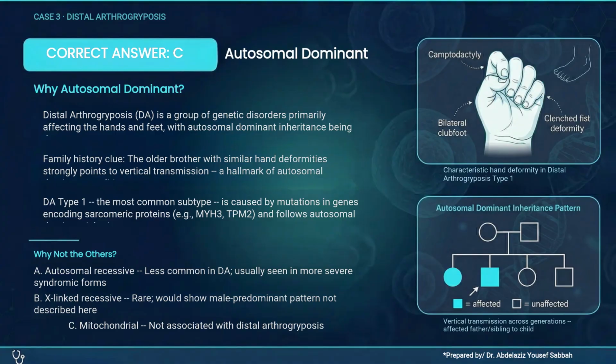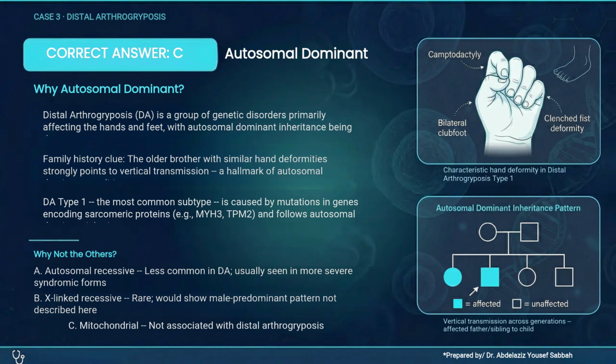The correct answer is option C, autosomal dominant. Distal arthrogryposis is a group of genetic disorders primarily affecting the hands and feet, with autosomal dominant inheritance being the most common pattern. The family history clue here is key. The older brother with similar hand deformities strongly points to vertical transmission, which is the hallmark of autosomal dominant conditions.